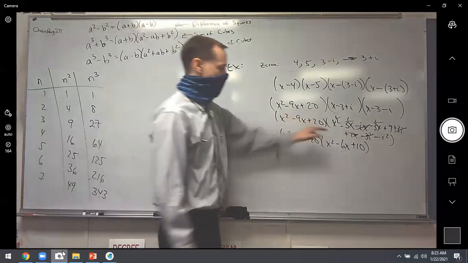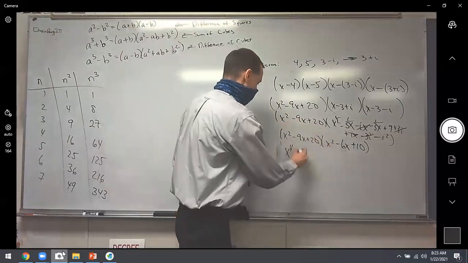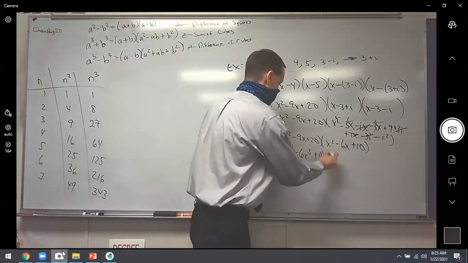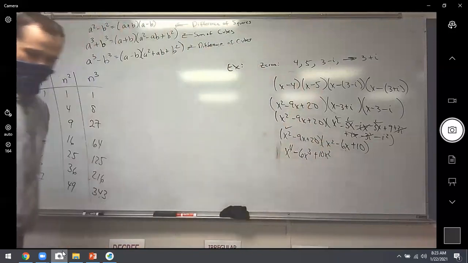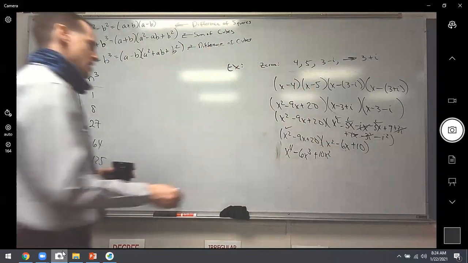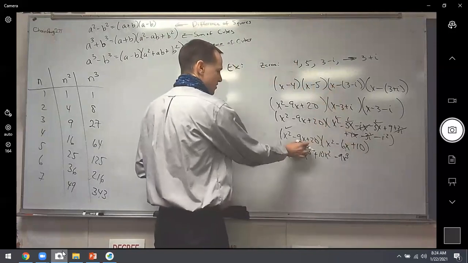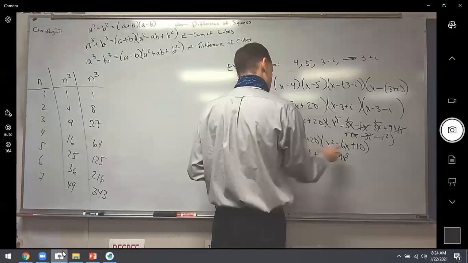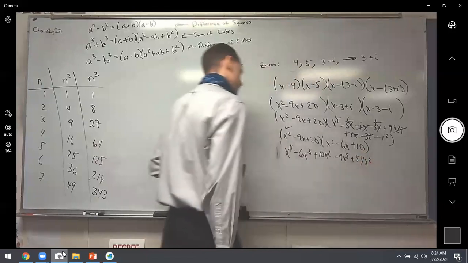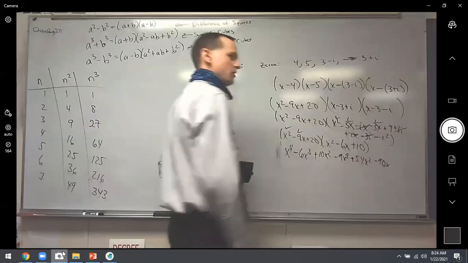Okay, so x squared times x squared is x to the 4th, right? x squared times negative 6x is negative 6x cubed. And the x squared times the 10 is 10x squared. And the x squared has been distributed. Moving on to the negative 9x. Negative 9x times x squared is negative 9x cubed. Negative 9x times negative 6x: well, negative 9 times negative 6 is positive 54, and x times x is x squared. And the negative 9x times the 10 would be negative 90x. So there we go with that.